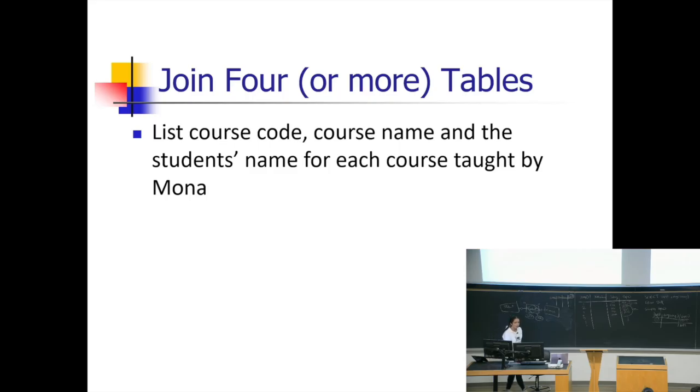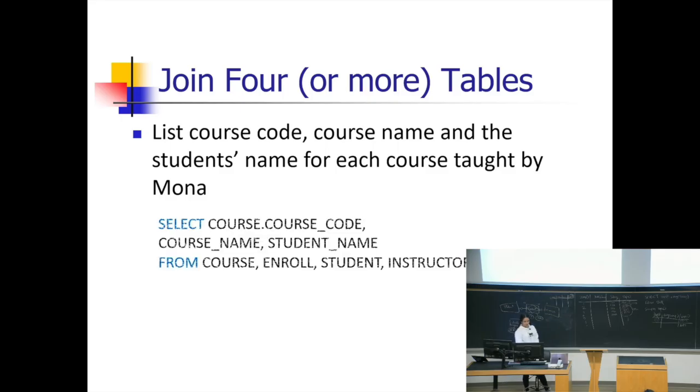So far, course code and course name are in the course table. A student name is in the student table. Because they are not linked directly, we know that we have to join 3 tables, right? But we also need instructor name, which is Mona, right? Where is instructor name? Another table, right? Instructor name is here. This is instructor ID, name, and so on. So we need the 4th table.